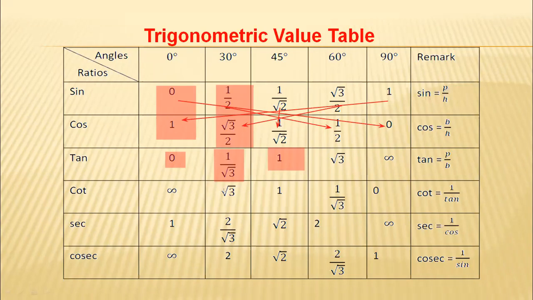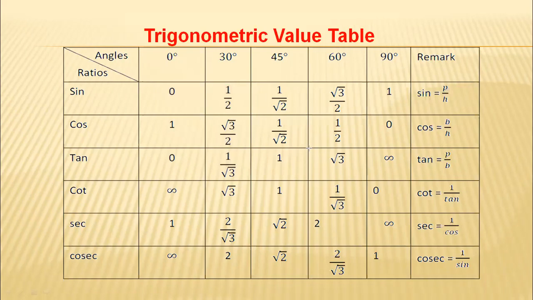अब sin cos र tan आइसकेपछि तिनीहरुको रेसिप्रोकल मात्रै लिने, 1 by 0 infinity, 1 by 1 1, 1 by 0 again infinity. यिनीहरुको रेसिप्रोकल लियो भने we will get the other values also. Okay, so this table is clear? Yes.